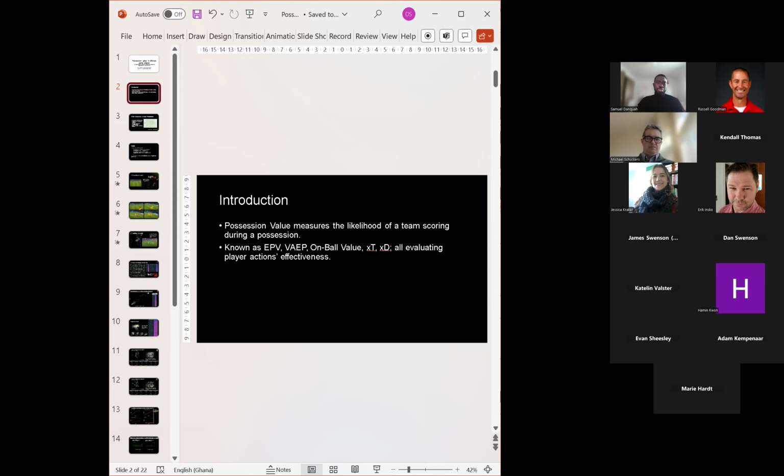There are a lot of names given to this possession value. Others call it expected possession value. It's also called the value added by estimating probabilities. It's also known as the on ball. So essentially, all of these names mean the same thing.